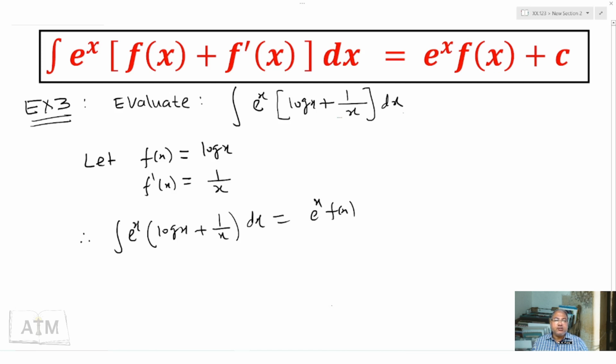Therefore, integration of e raised to x into log x plus 1 upon x with respect to x is equal to e raised to x, and f of x is nothing but log x plus c. So this is the required solution.